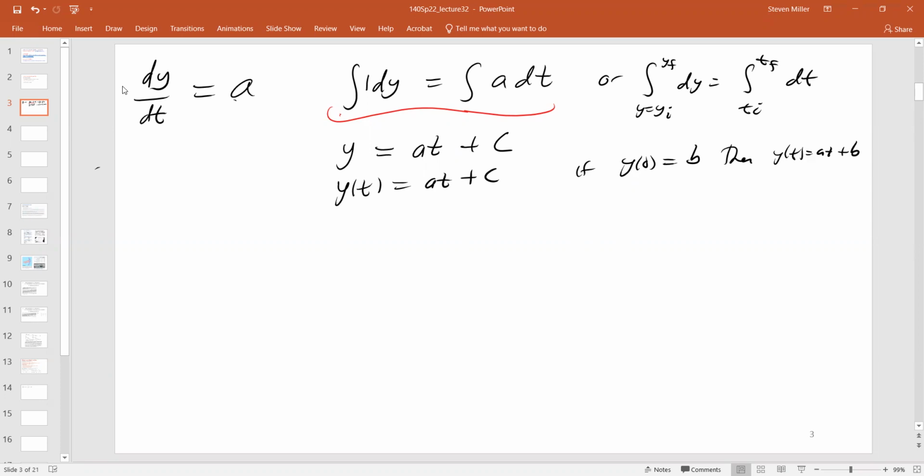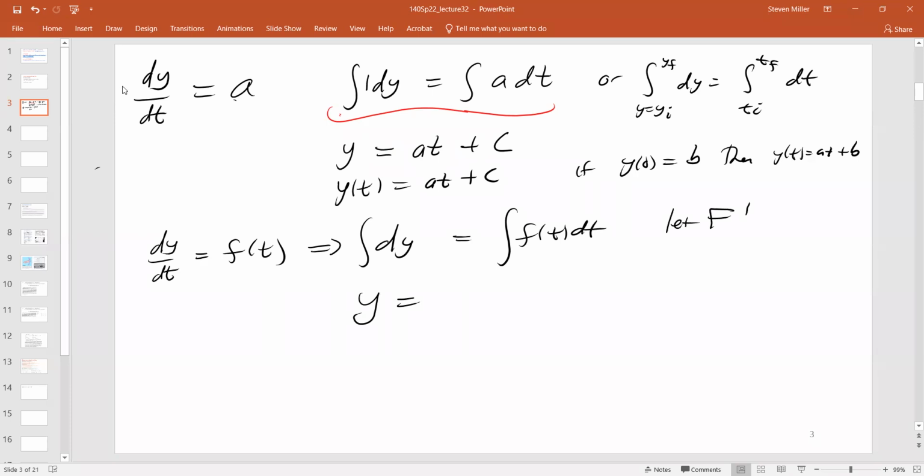The next is, what if I give you dy/dt is some function of t? Well, I could play exactly the same game. I would get, dy is just f of t dt, and I would integrate. Right? What's the integral of 1 dy? y. So you get y, and then let's let capital F be an antiderivative for little f. So what would the right-hand side become?